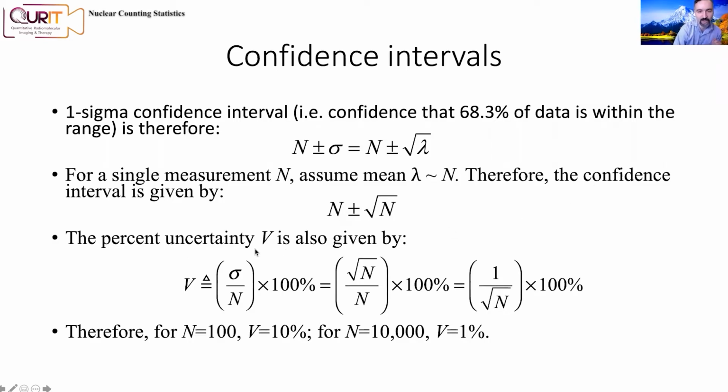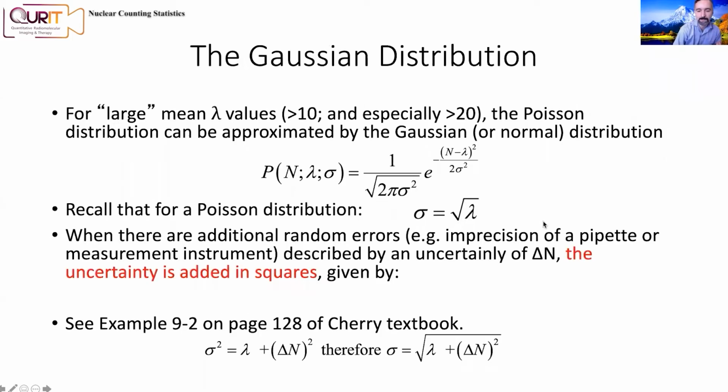So the percent uncertainty is given by this formula, and therefore we've got square root of n divided by n. So you've got 100 counts measured by a sample. In a Poisson distribution, the standard deviation is the square root of that, so it's 10 divided by 100, so it's 10%. You've got 10,000, then the square root is 100, and 100 divided by 10,000 is 1%. So obviously, if you count for longer and collect more counts, you're more certain, there's less variance. So just remember this formula, the square root of n is the standard deviation.